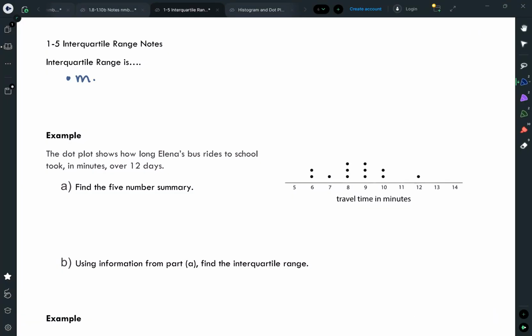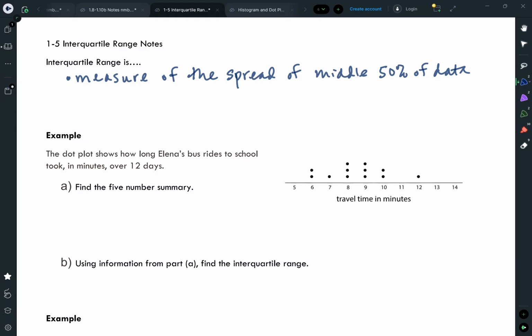Measure of the spread of the middle 50% of data in a set. So the shorthand way of talking about interquartile range is IQR. So we're going to call it IQR for short.